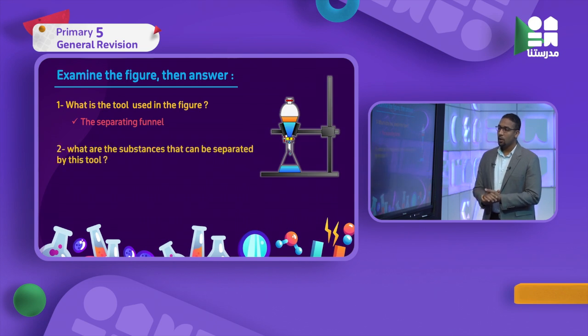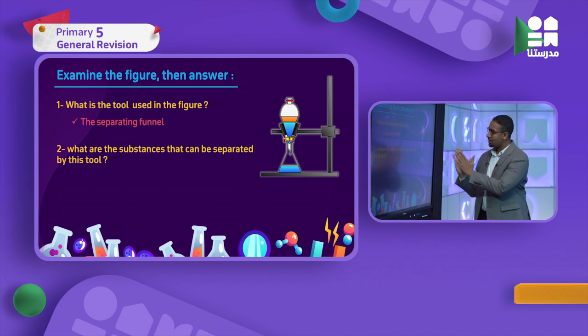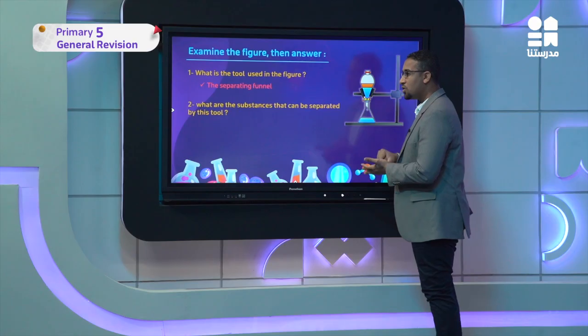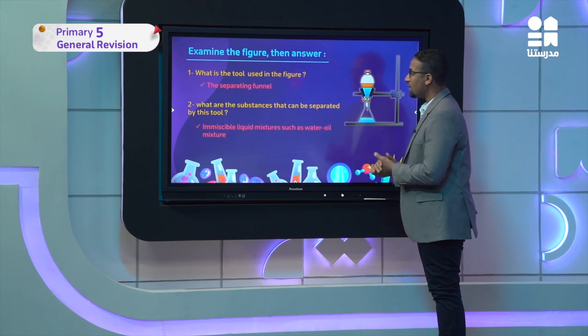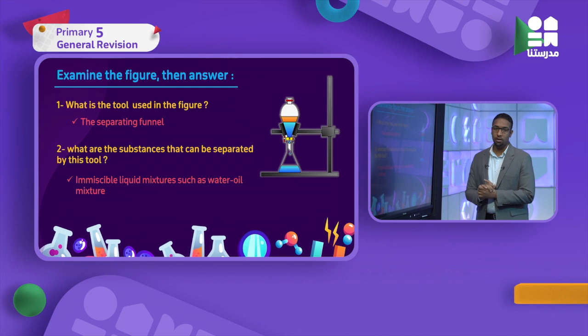Number 2, what are substances that can be separated by this tool? So by this funnel, we can separate what? Both are liquids, we can separate liquids, but we have to mention the kind of liquid. We can separate immiscible liquids, a mixture such as water and oil. Immiscible, they are not mixed together like oil and water. So if the mixture is vinegar and water, we cannot use this tool. Why? Because vinegar and water mix together بيمتزجوا ببعض فما نقدرش نفصلهم بseparating funnel. So let's continue.